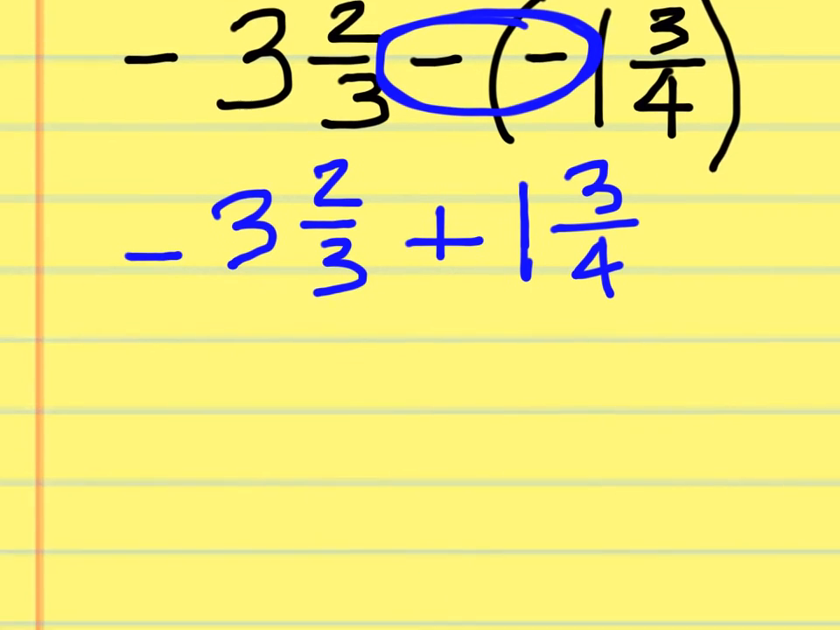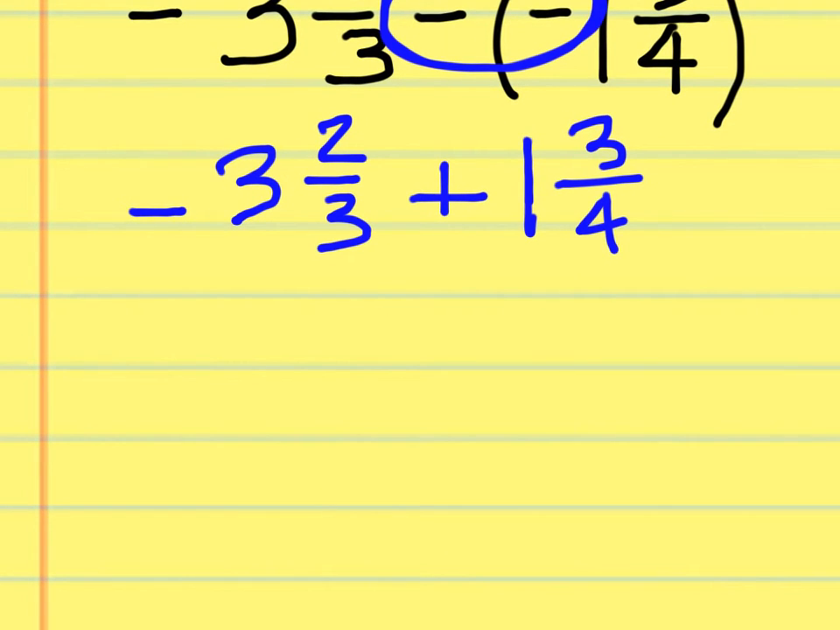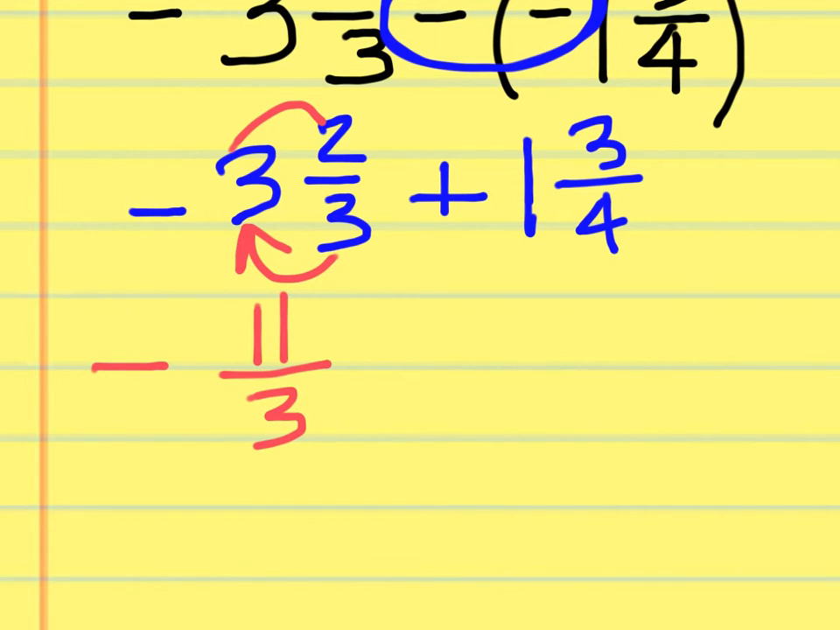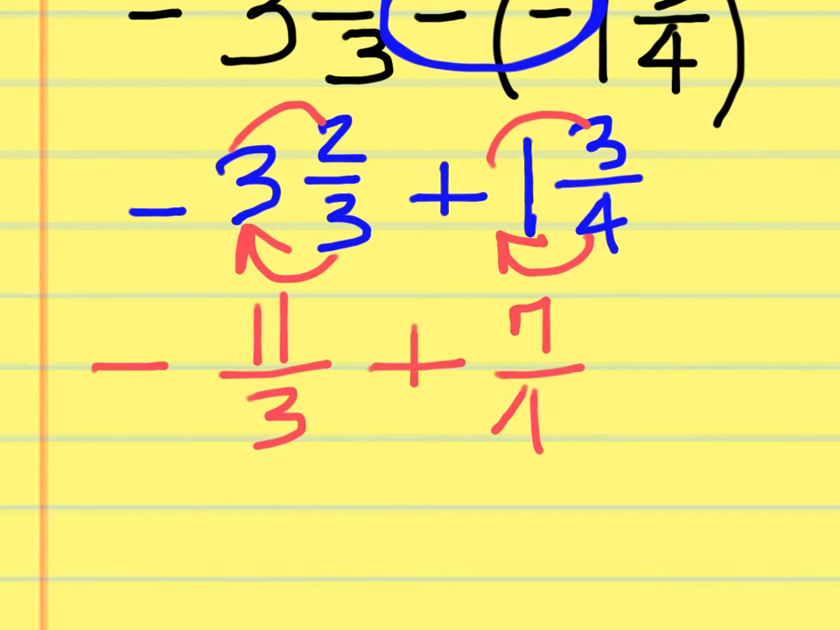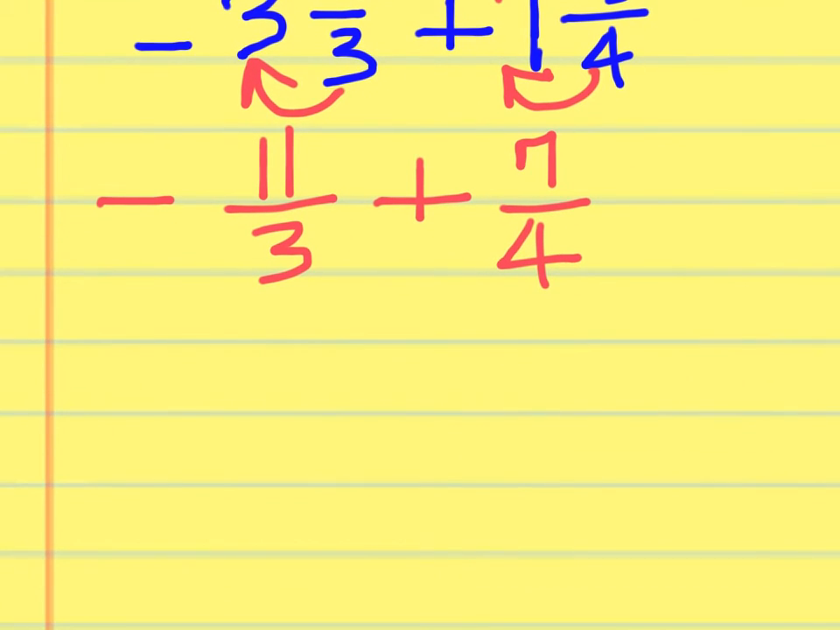Okay, let's convert to improper fractions. Keep that negative sign. What's 3 times 3? What's 9 plus 2? 11. So negative 11 over 3. 4 times 1 plus 3. There we go. What's the common denominator between 4 and 3? 12.